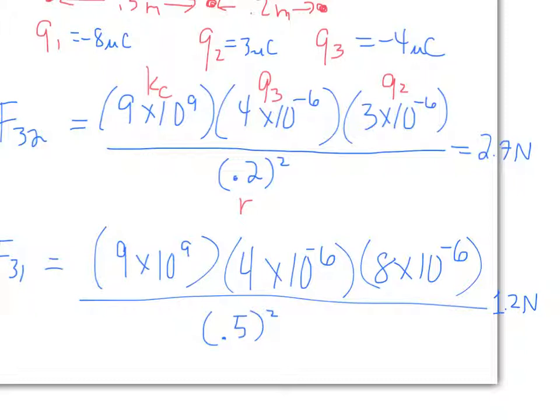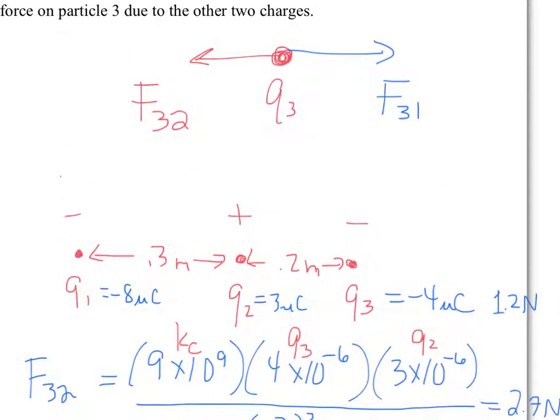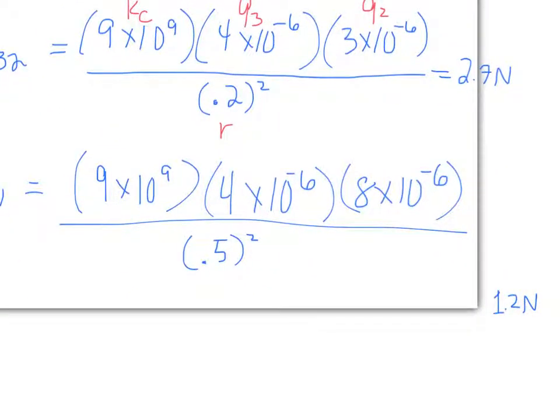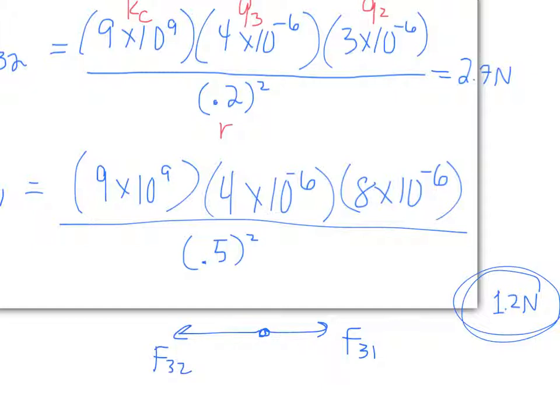Okay, we have 1.2 for F31 and 2.7 for F32. Well, the question becomes, what do we do with these numbers? Go back to your free body diagram. Look at it. F31 is a positive force, a push to the right. F32 is a negative force, a push to the left. So as a result, we can take whatever F31 is, the positive one, and subtract F32 from it. So let's go ahead and look at that. We've got this positive F31, which is to the right, and we've got this F32 to the left. That's going to be a negative.